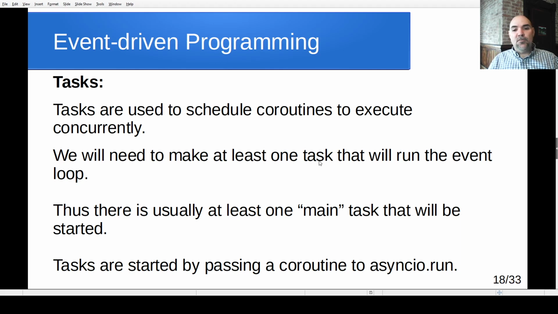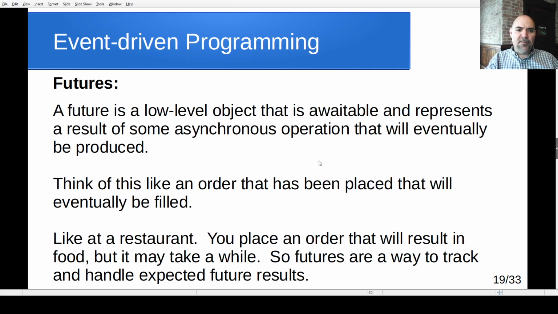Now, we'll need to make at least one task that will run the event loop. The event loop is going to be handled kind of on its own. In other words, in Python, using this asyncio methodology, we don't really have to have our own while true do stuff. We can have it handle a lot of that for us. But there usually has to be at least one task that gets started if we're going to use asyncio and coroutines. So we can start a task by passing a coroutine to asyncio.run. We'll see an example of that here in a second.